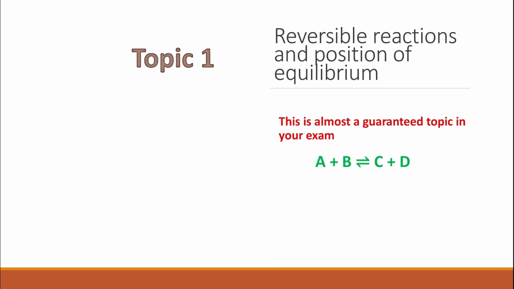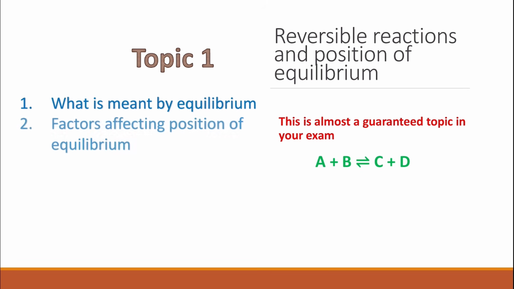So they're going to provide you with a reversible reaction, and it's mostly or all of the time a gaseous reaction. So they're going to ask about what is meant by equilibrium. So remember that dynamic equilibrium is reached when the rate of the forward reaction equals the rate of the reverse reaction, and also when the concentration of reactants and products remain constant.